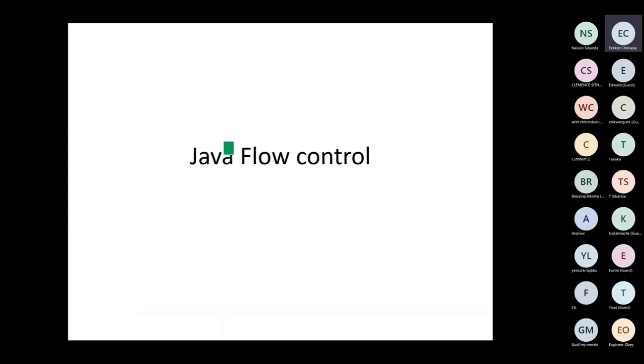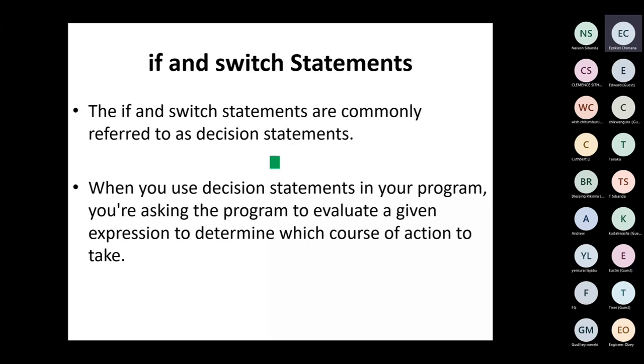So let's talk about the Java flow control. Here we've got the if and the switch statements. These ones are the most common that we've actually been using: the if, the switch statements, the for loop, the while loop. But let's talk about the if and the switch statements. They are commonly referred to as decision statements. With these ones, we have first to make a decision before doing anything.